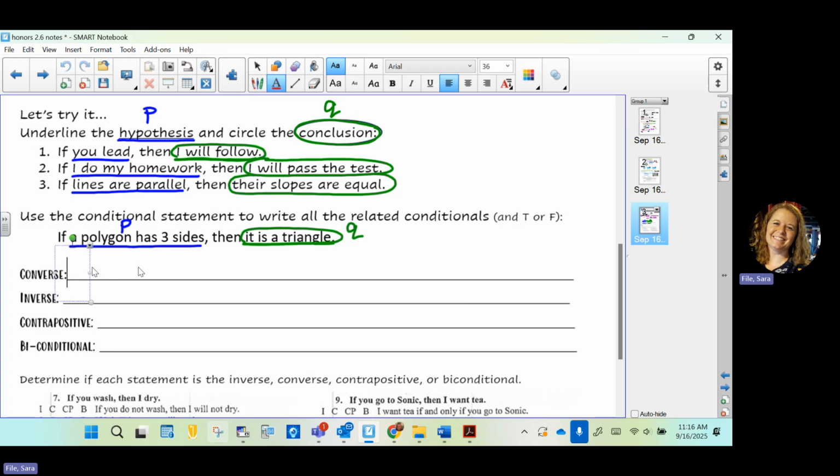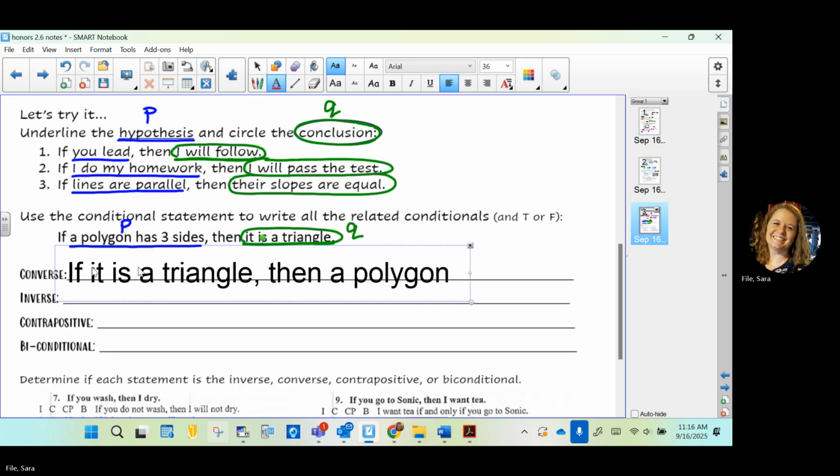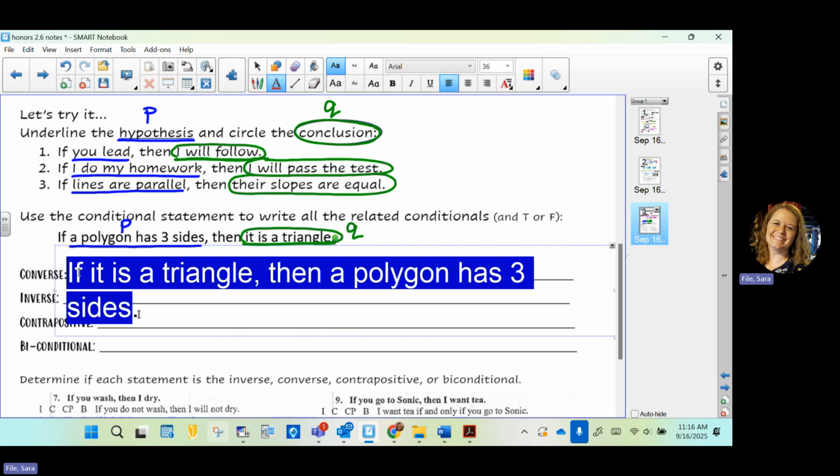So instead of starting with a polygon, I still start with if, but I'm going to start with my Q. So it is a triangle. Then I end with my P. A polygon has 3 sides. I'm going to make that a lot smaller. That's really big font.